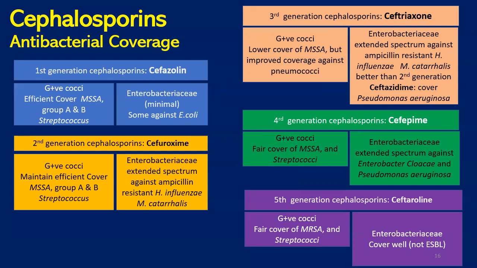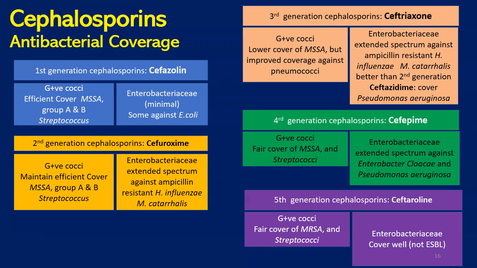Now, with the introduction of the second generation, they maintain almost the same coverage against the gram-positive, with expanded activity against the gram-negative. And at that time, in the 1960s, their interest was to cover the Haemophilus influenzae and the Moraxella catarrhalis, which can induce upper respiratory tract infection. So cefuroxime is one of the agents that up to these days gets used to treat community-acquired upper respiratory tract infections.